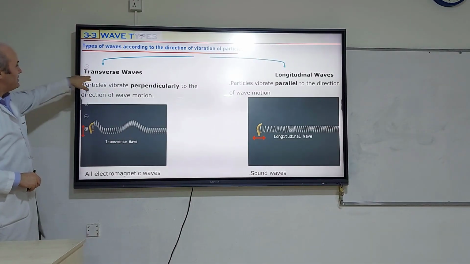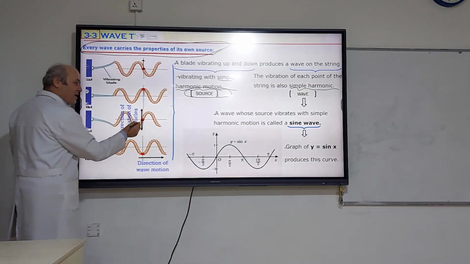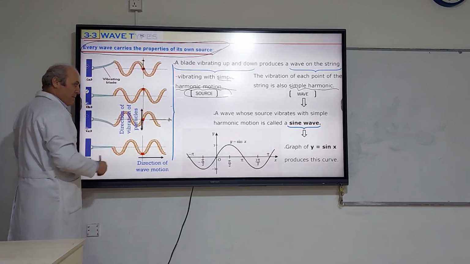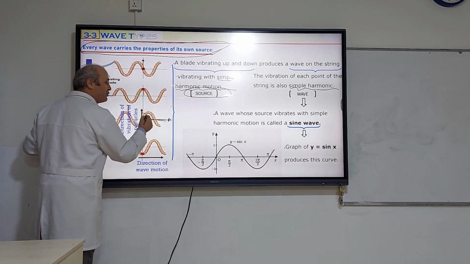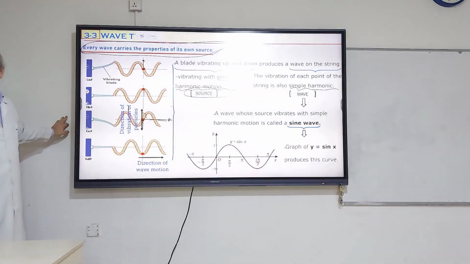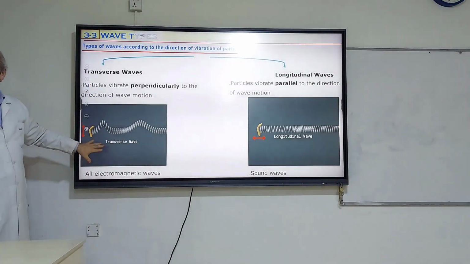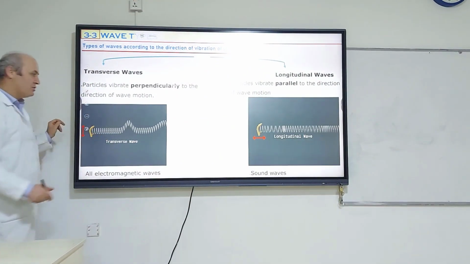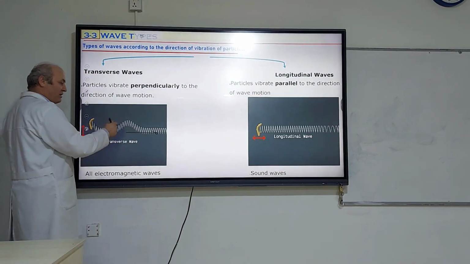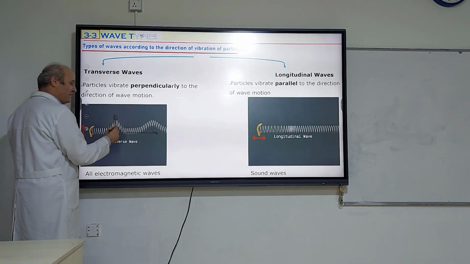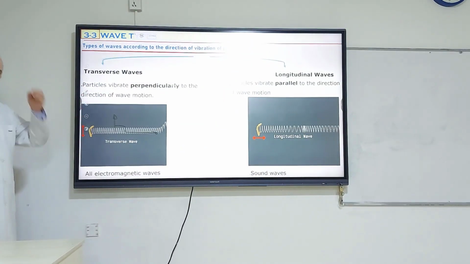And these waves are called transverse waves. Yani as the wave is traveling horizontally, the particles are vibrating vertically. The angle between the direction of the wave motion and the particles' vibration is 90 degrees. These waves are called transverse waves. The example: the wave is traveling horizontally, but the coils are vibrating vertically, so the angle between them is 90 degrees, transverse waves.